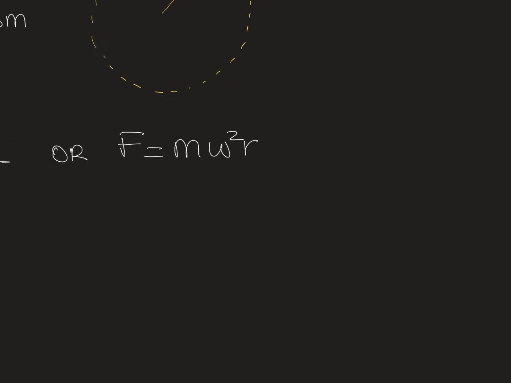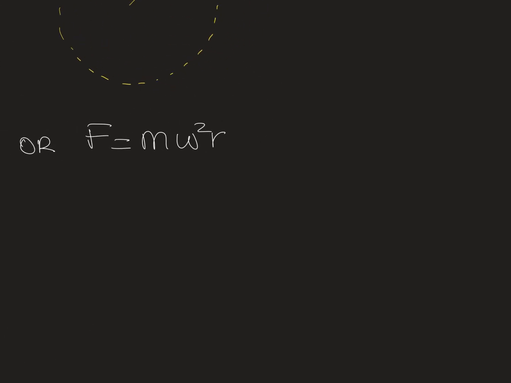But if alternatively I want to use F is equal to m omega squared r, then we first have to find the angular velocity omega. So using F is equal to m omega squared r, if we want to make omega the subject of the formula, we divide both sides by mr.